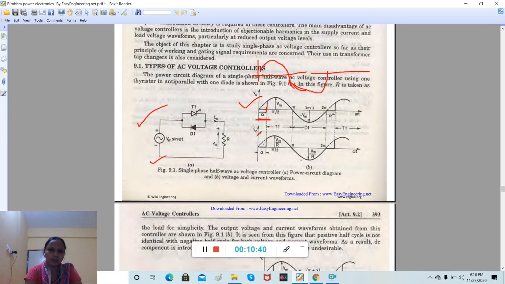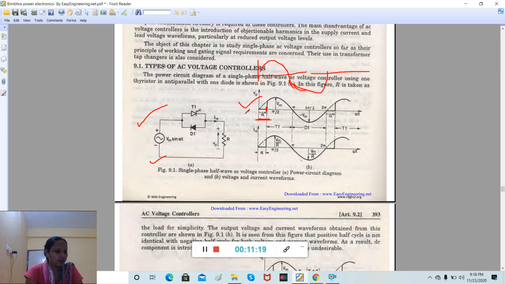The output current waveform is also similar to the V0 waveform, because here the load is a resistive load. That means the output current is in phase with the output voltage. That's why the load current waveform is also in phase with the load voltage waveform, and the load current value is Vm sin alpha divided by R, and the peak value here is Vm by R. Clear? Alpha is the delay angle, I mean the firing angle. Alpha is the firing angle or delay angle.